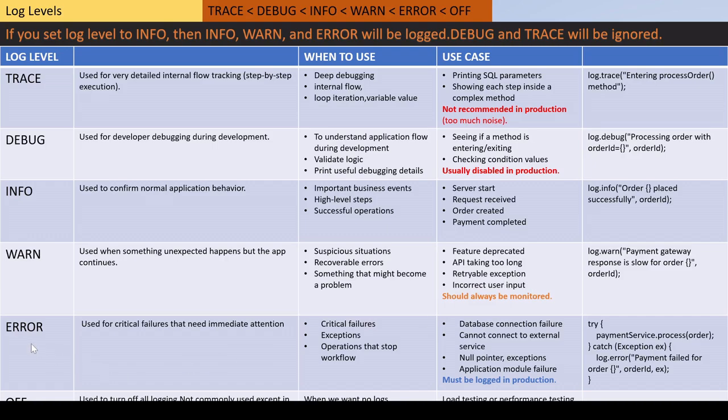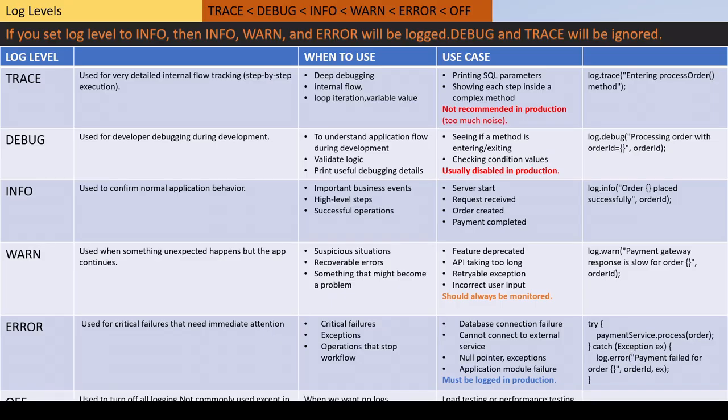Okay. Then the error. Error is used for critical failures that need immediate attention. For example, a DB call fails or some exception has happened, some null pointer exception, or an application module is not giving a correct response. At the time of those things, we have to put log.error. If you see payment service dot process order, log payment failed for that order, and why the payment is failing. Those things we have to identify, right?